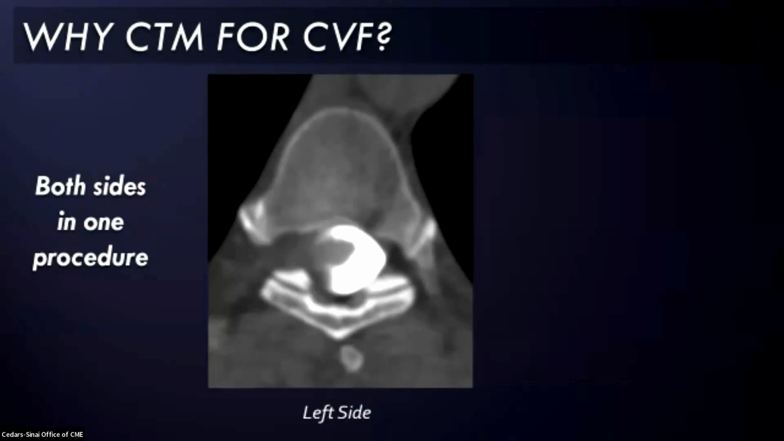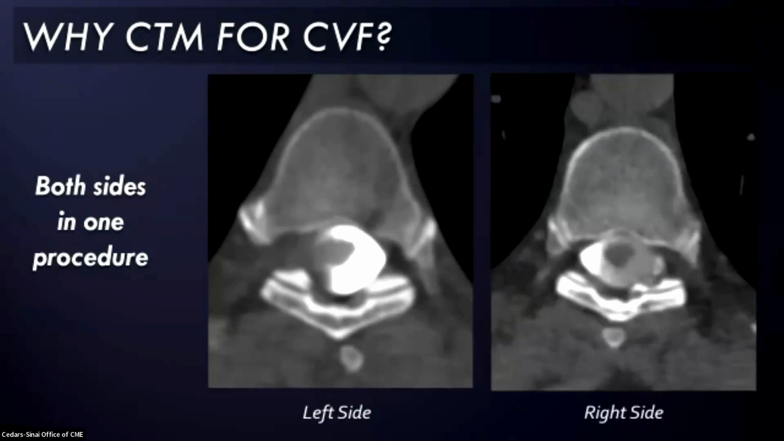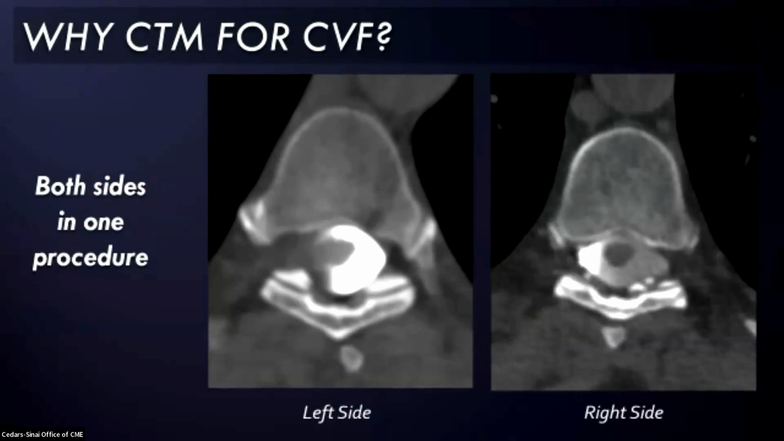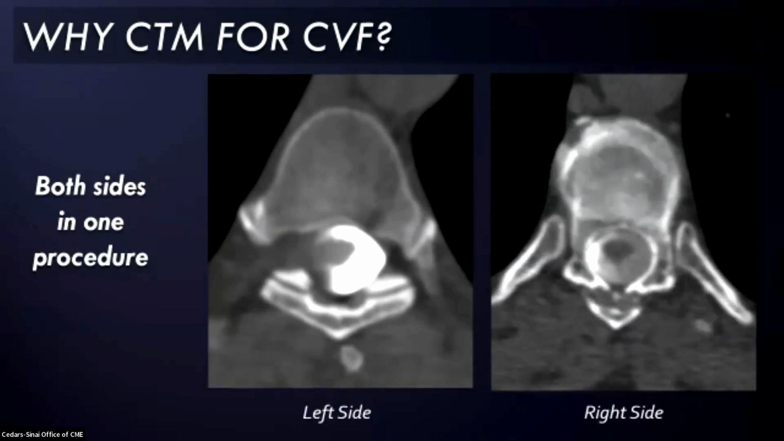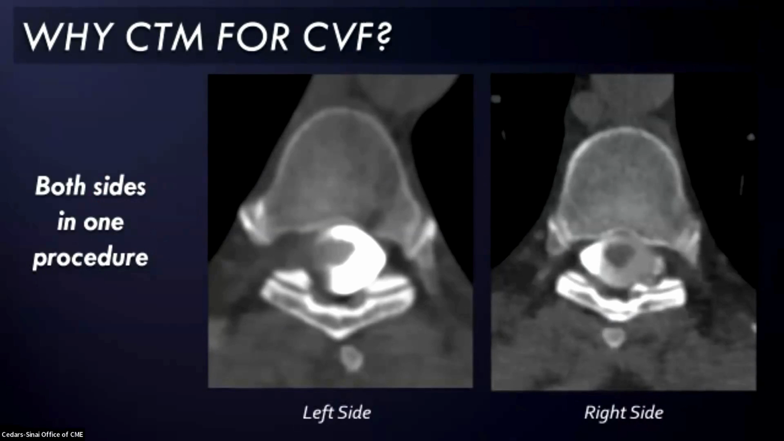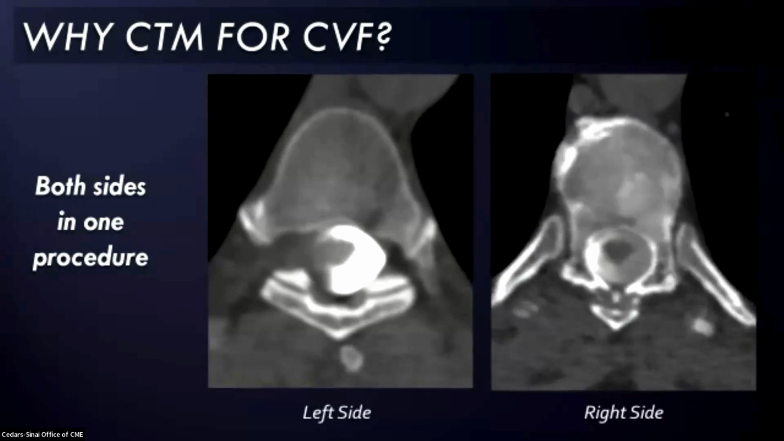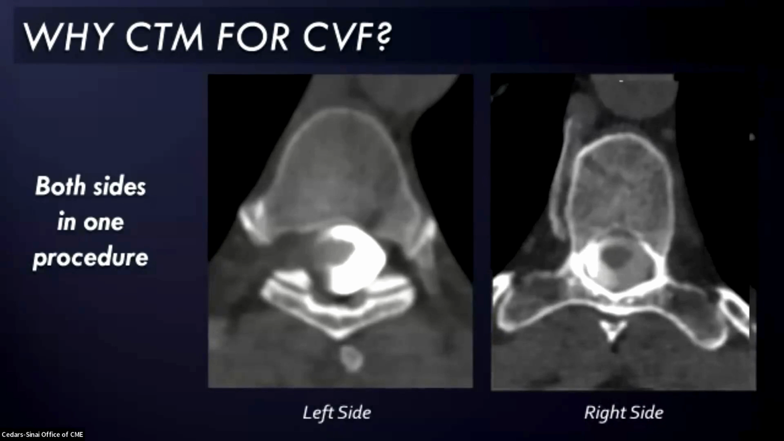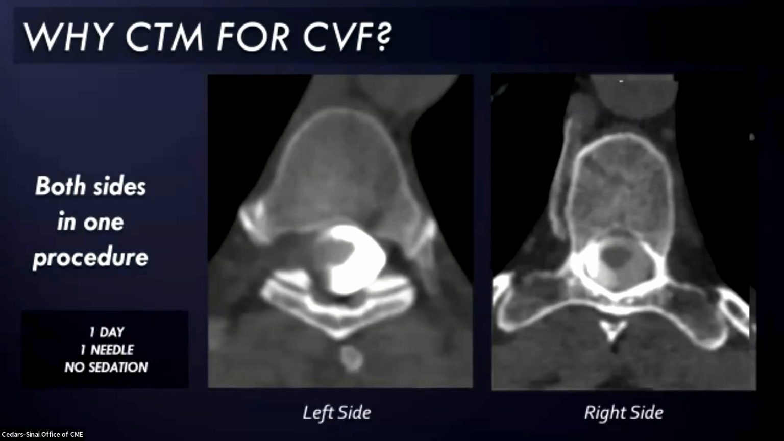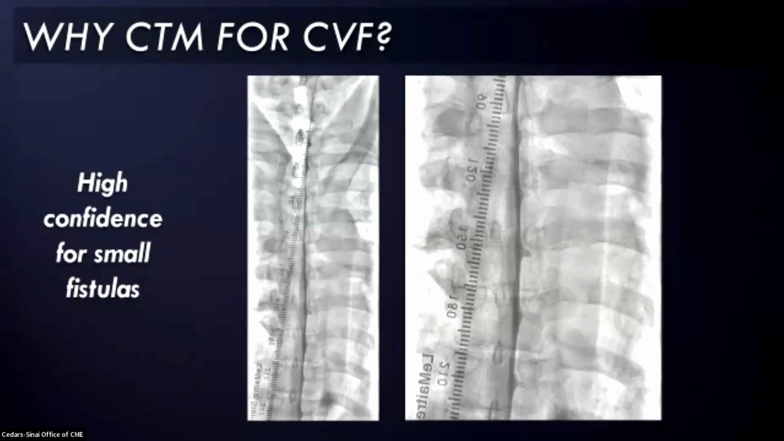So this was a patient who had a left side down decubitus CT myelo. We didn't see anything. We turned the patient over to the other side. You can see contrast is dependently layering on the other side. And then this is the movie of that. I'll play that again. And what you'll see is the CSF venous fistula coming out here in this paraspinal vein. So you can do this all in one day, and we very frequently find the fistula on the opposite side than the one where we started. So it's one day, one needle, and no sedation.